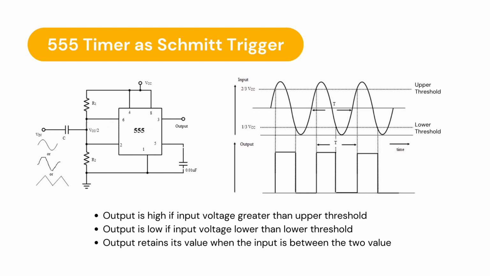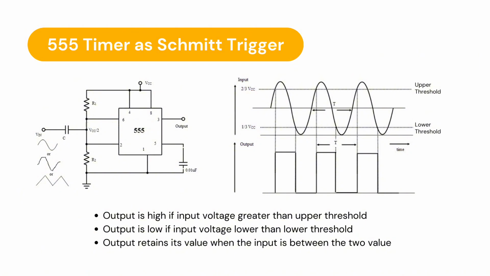Next is 555 timer as a Schmitt trigger. So this is the circuit of 555 timer as a Schmitt trigger and its output waveform. There are three conditions for the output. First, output is high if input voltage is greater than upper threshold. Second, output is low if input voltage is lower than lower threshold. And lastly, output retains its value when the input is between two values.